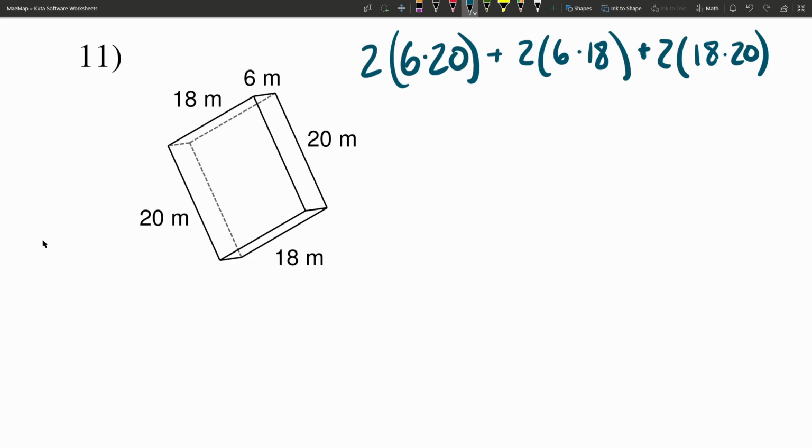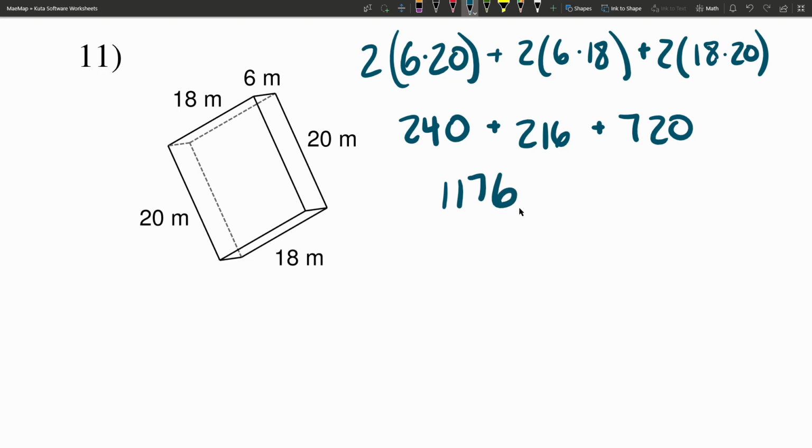2 times 6 times 20 is equal to 240. We'll add that to 2 times 6 times 18, which is equal to 216, and that gets added to 2 times 18 times 20, which is 720. Adding that together, 240 plus 216 plus 720 is 1,176. And remember, each of these had a label of meters, so that's meters squared. Let's move on to number 12.